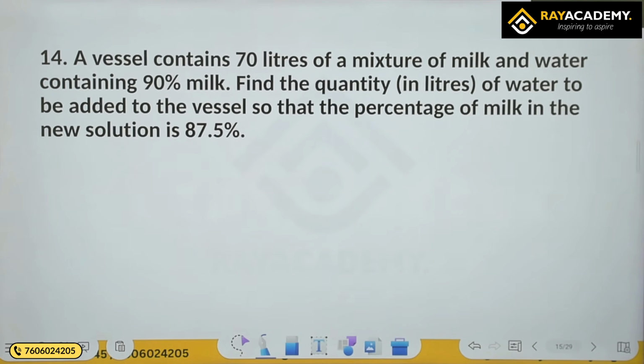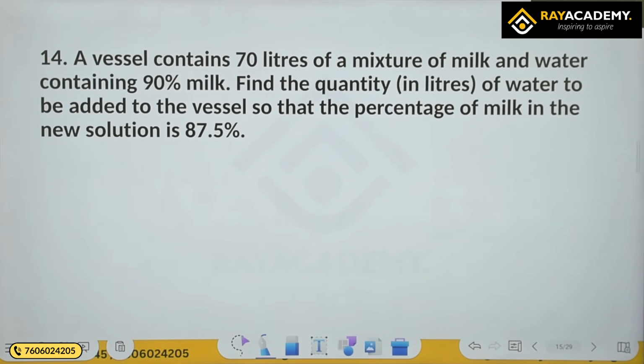A vessel contains 70 liters of a mixture of milk and water containing 90% milk. Find the quantity in liters of water to be added to the vessel so that the percentage of milk in the new solution is 87.5%. This is similar to the previous question we discussed, but we will take a different approach so that we can get the answer very quickly.